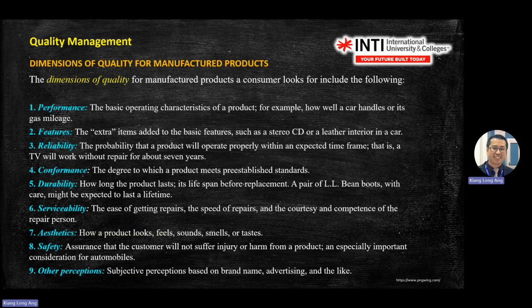Quality management, or all the definition, this one you read. We have all the management terms and all this. So this one you go and read.